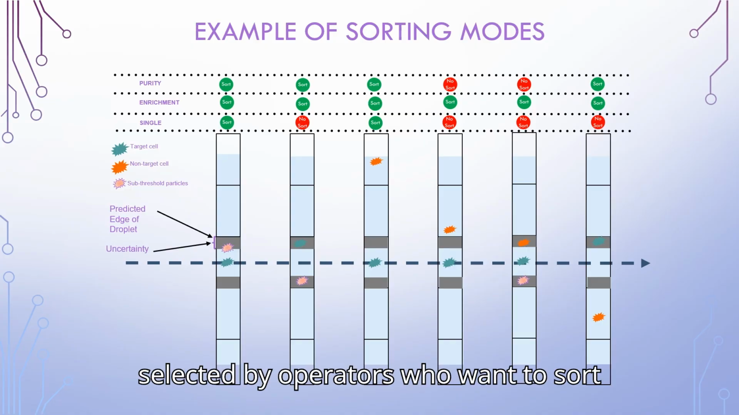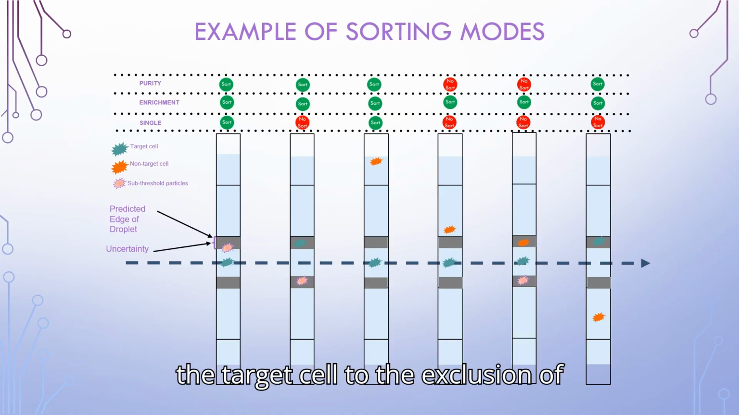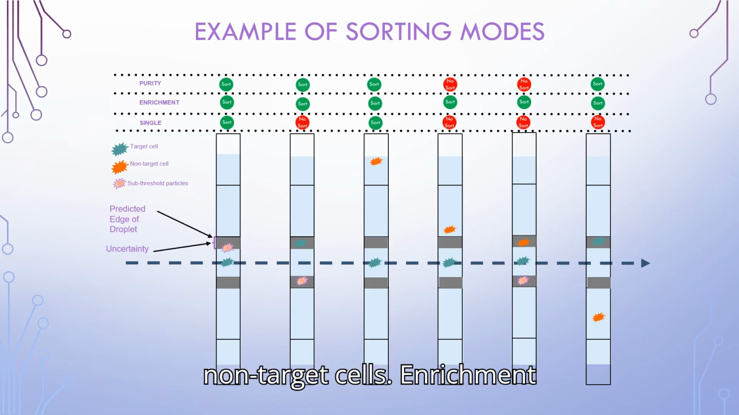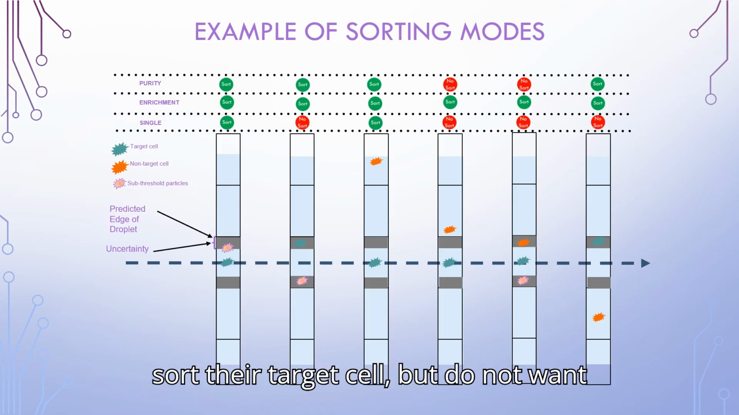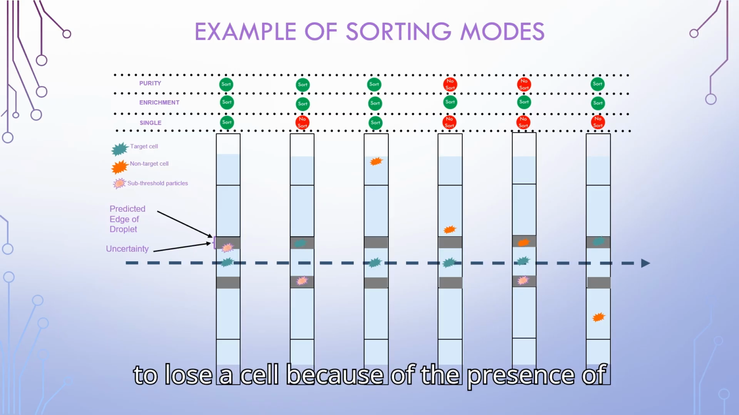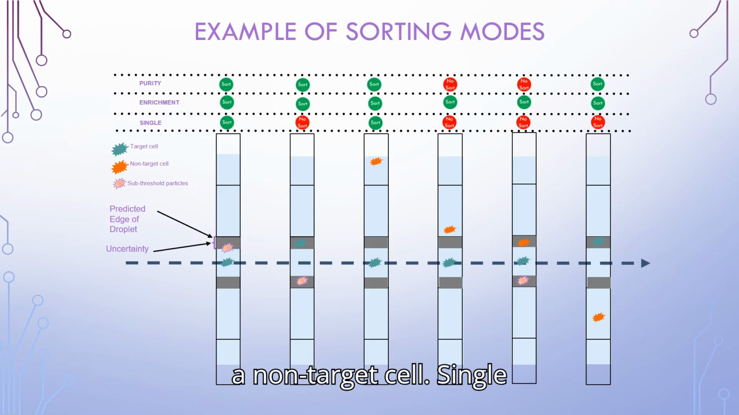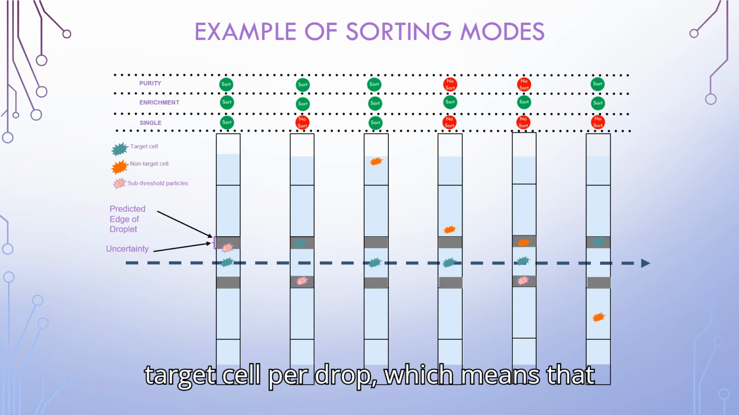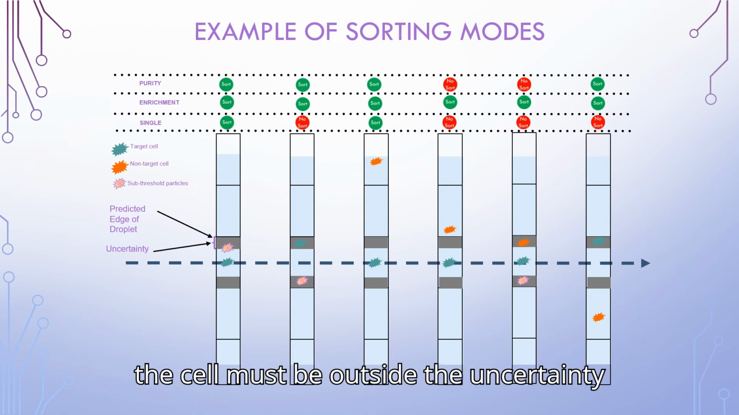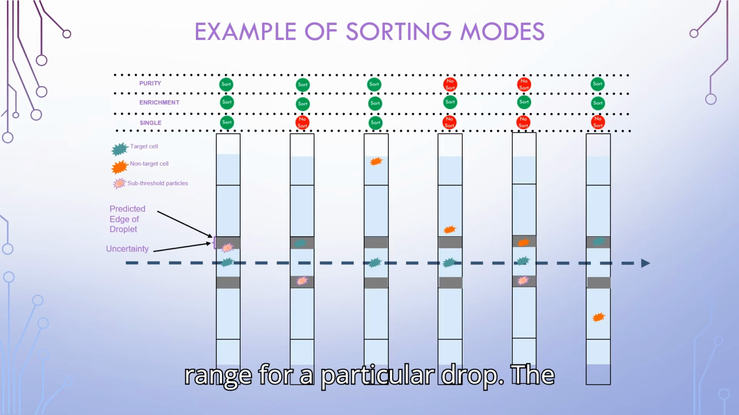Purity mode is selected by operators who want to sort the target cell to the exclusion of non-target cells. Enrichment mode is selected by operators who want to sort their target cell, but do not want to lose a cell because of the presence of a non-target cell. Single mode is selected when operators want one target cell per drop, which means that the cell must be outside the uncertainty range for a particular drop.